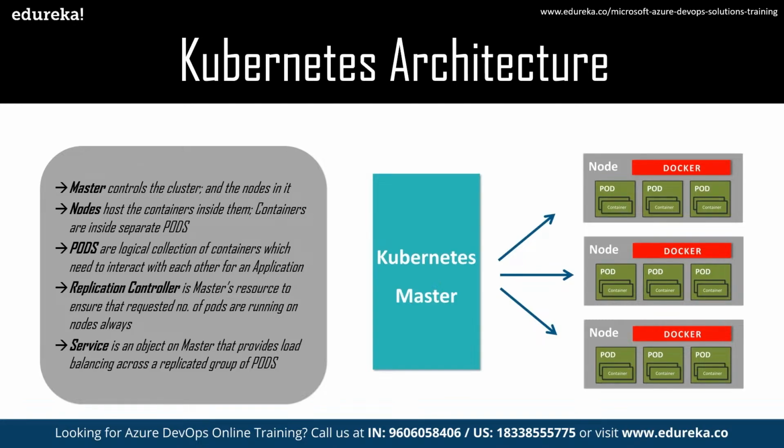Now, let me try and make sense of these two terms by first explaining what your nodes and your pods are, right? When you talk about your nodes, these are nothing but your worker nodes, which would be holding your application. Now, in this case, your node can hold more than one application. What we do is we basically classify our worker nodes into pods. Now, pods are sub-entities, right? These are logical collections of the containers which need to interact with each other for the applications to keep running, okay?